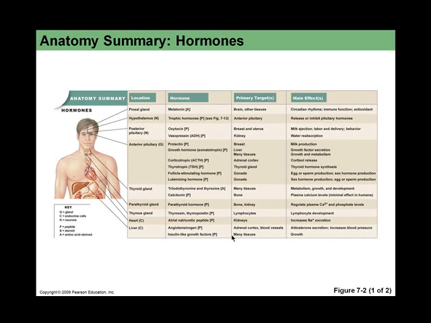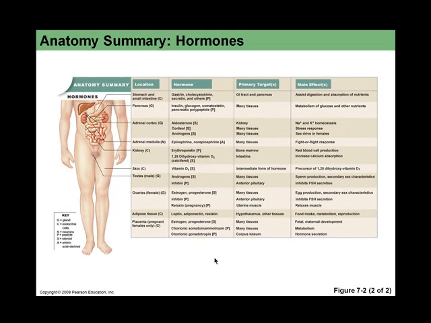Insulin-like growth factors will also be coming from the liver, and they target many tissues. This, of course, is related to the liver targeting many tissues for growth and metabolism. It's through the insulin-like growth factors that there will be general contribution to growth. Well, we can continue then with these locations and the hormones and the primary targets and the main effects, and we'll just go through each row.